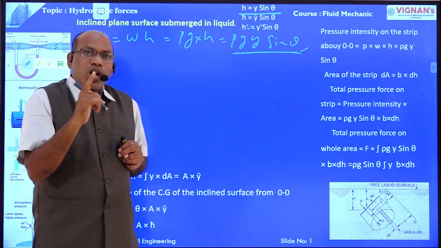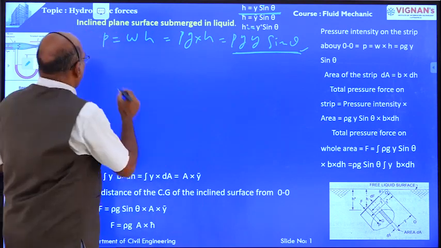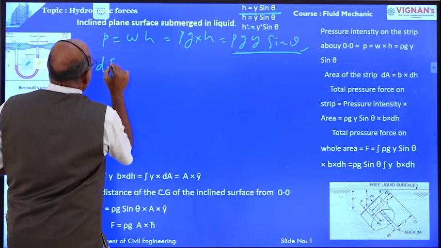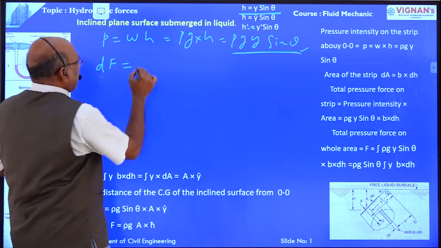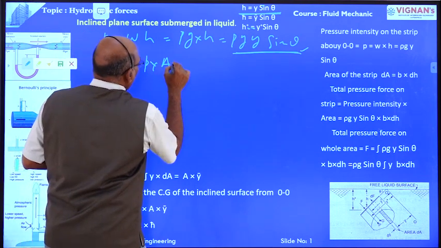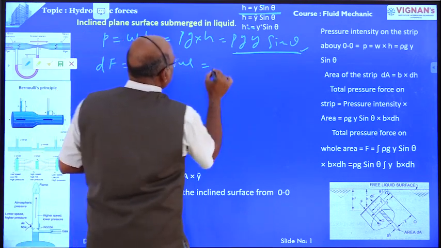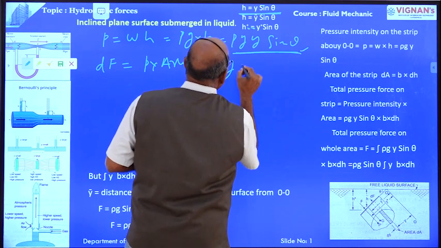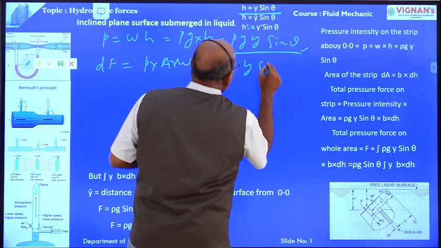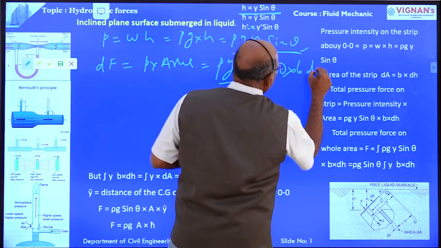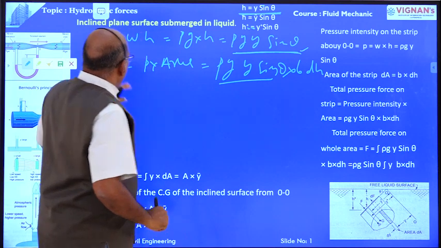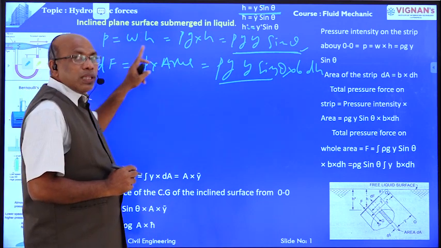The pressure force on the strip, dF, is equal to stress into area, intensity of pressure into area. This is equal to intensity of pressure rho g y sin theta into area, which is B dH. Right, now this is the pressure force on the strip.